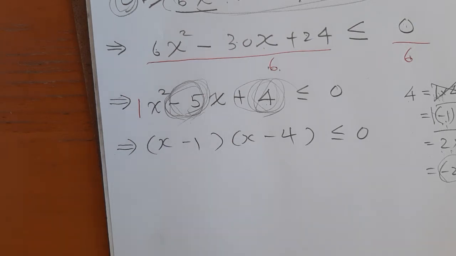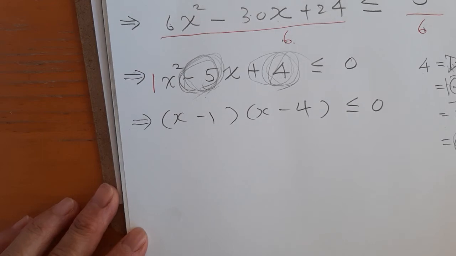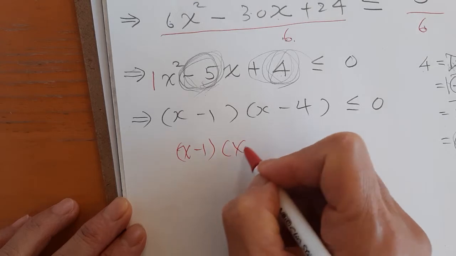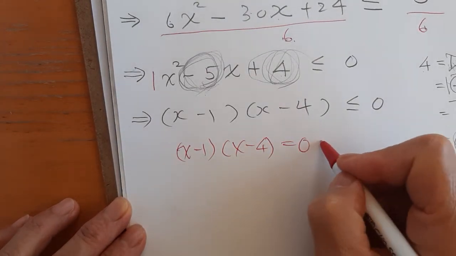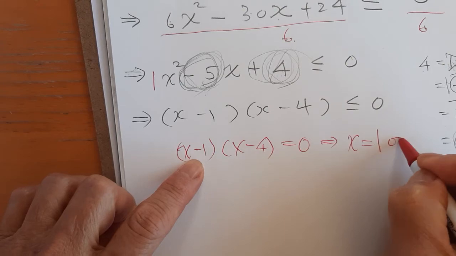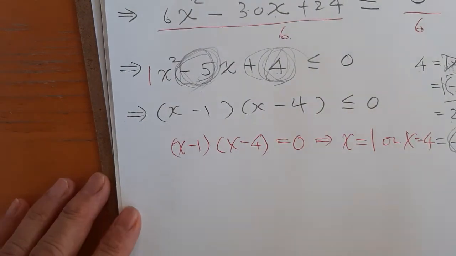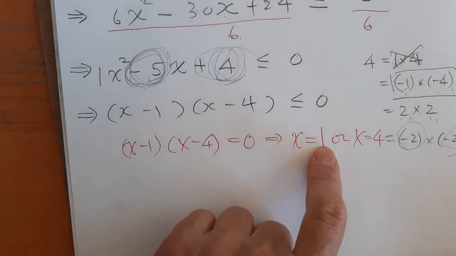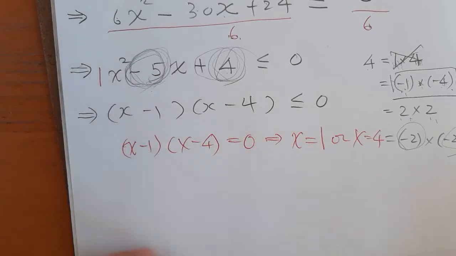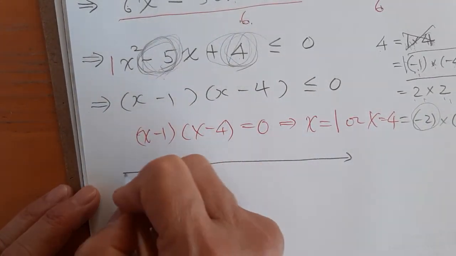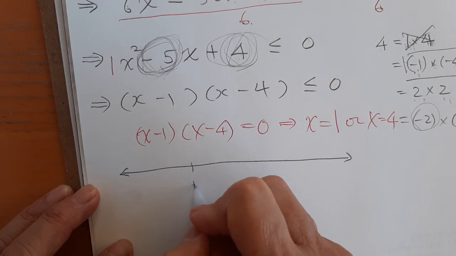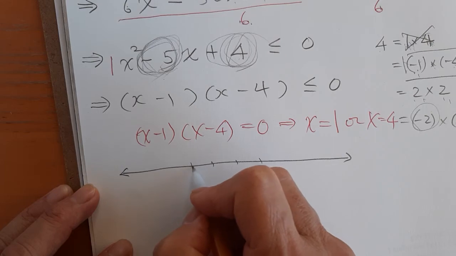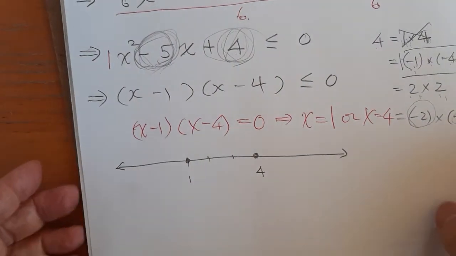Since it is an inequality problem, how to solve it? First of all, you find out where x minus 1 times x minus 4 equals 0. That means x should be 1 or 4. If x minus 1 equals 0, x equals 1. If x minus 4 equals 0, x equals 4. So when it equals 0, it should be 1 and 4.